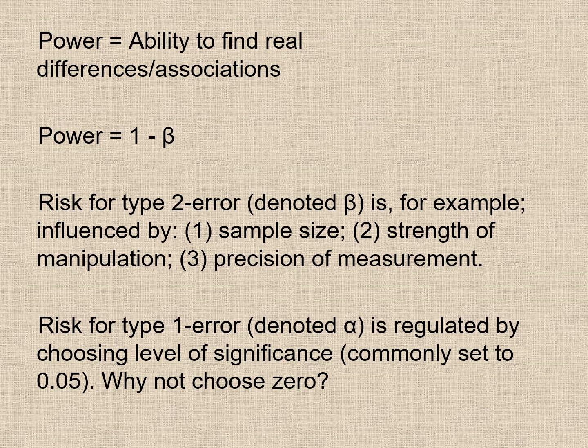Of course, the downside of this is an increased risk for type 2 error. So everything else equal, with a significance level of 0.01 compared with 0.05, we have a decreased risk for type 1 error, but also an increased risk for type 2 error.